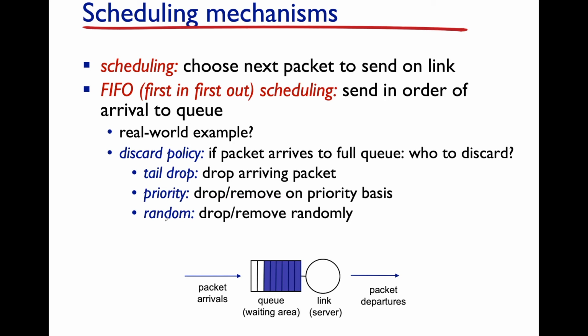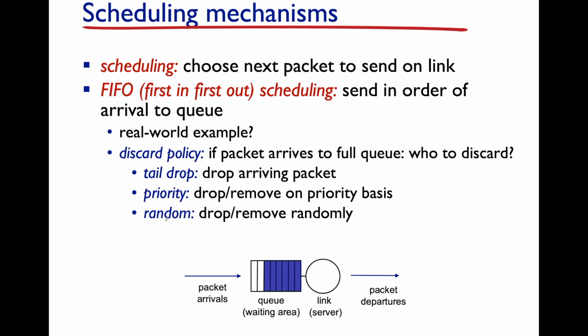But if you need to make a decision, you have what's called the discard policy. If a packet comes in and the queue is not full, you just add it to the queue. But what happens when the queue is full? You have to make the choice about discarding a datagram. You can either drop the one that just arrived. That's called tail drop.